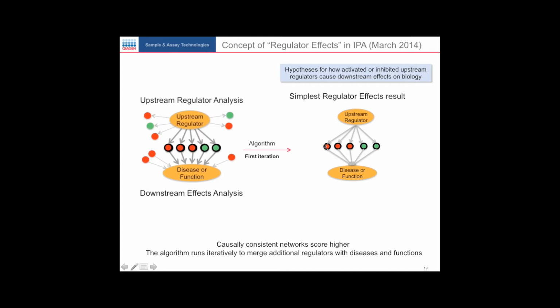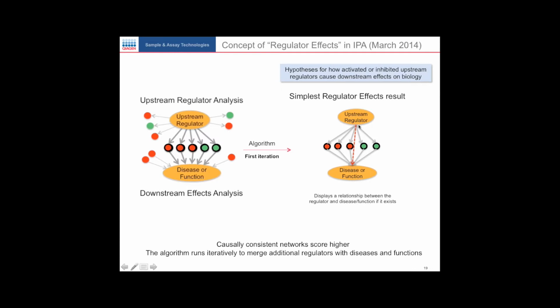And if the directionality is correct, in other words, like this gene is activated, or sorry, I should say upregulated, and when that gene's upregulated, that's known to increase the disease or function. Well, then this edge is causally consistent, and so we score for the ones where the edges or the relationships are causally consistent. Those score higher. And it does it multiple times, so you don't just stop with one. You add multiple upstream regulators, multiple diseases downstream.